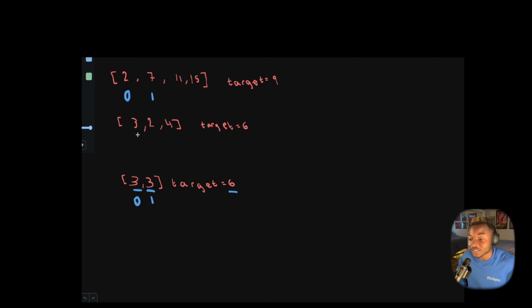The same thing with this middle example as well. The pair is actually 2 and 4. So it would return 1 and 2 because they're at indices 1 and 2.